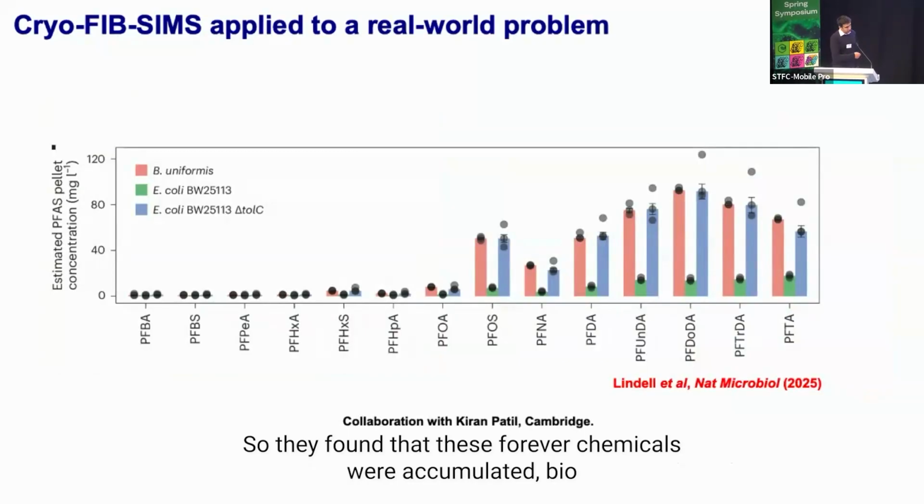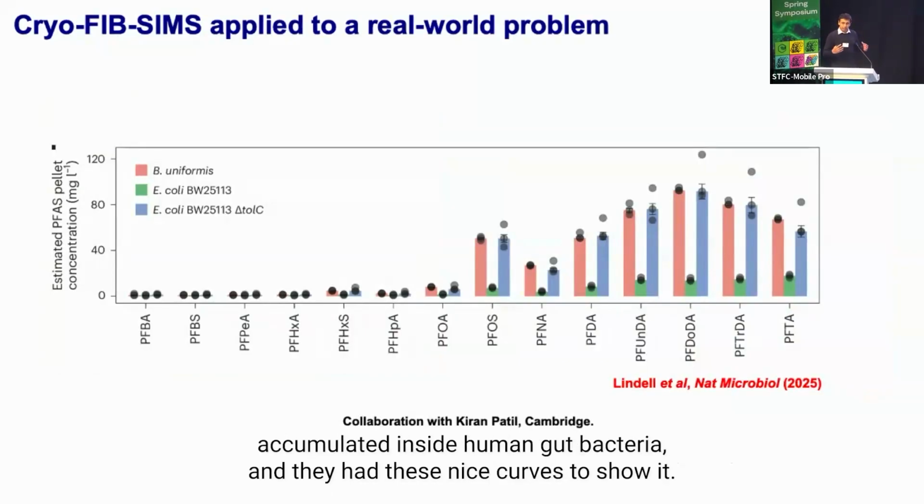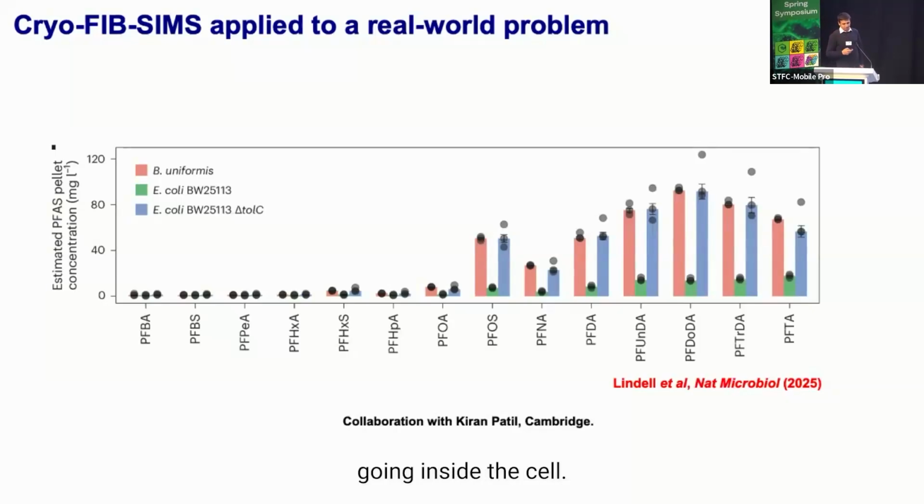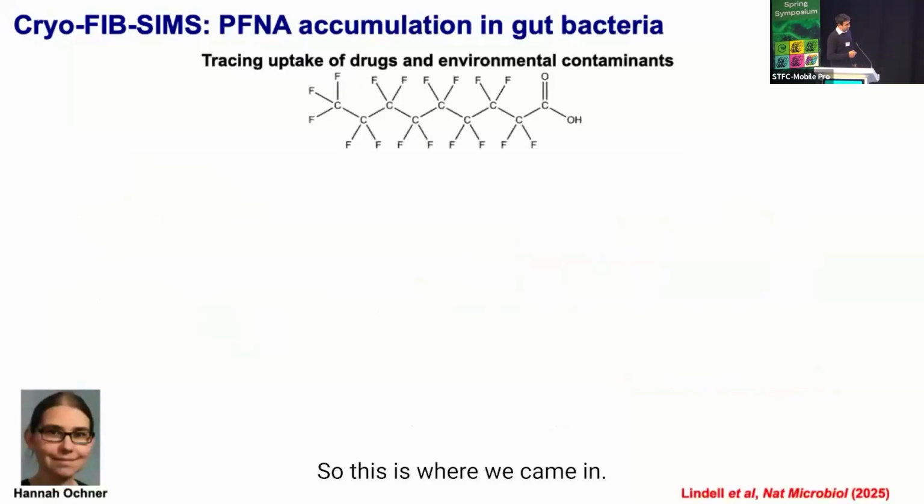So they found that these forever chemicals were bioaccumulated inside human gut bacteria, and they had these nice curves to show it. However, the reviewers of the paper didn't believe that these molecules were going inside the cell. So this is where we came in.